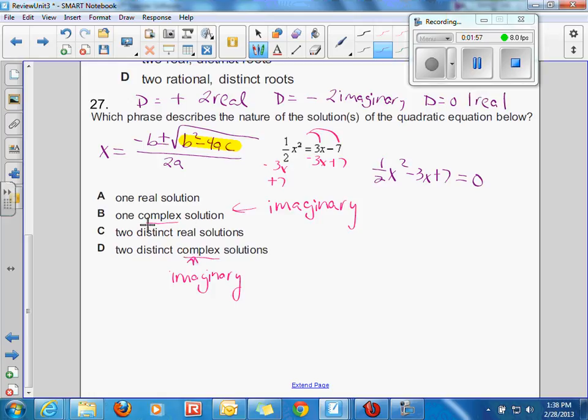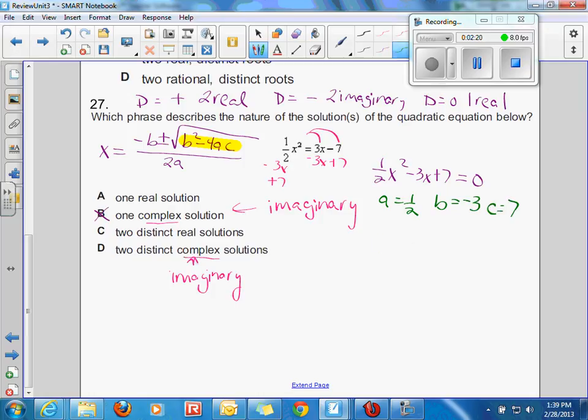Now, you can never have 1 imaginary because if you have imaginary numbers, you have 2 because of the plus and minus in the quadratic formula. So B is already just out. You can never have 1 imaginary. So identifying my A, B, and C, A is 1/2, B is negative 3, and C is 7.